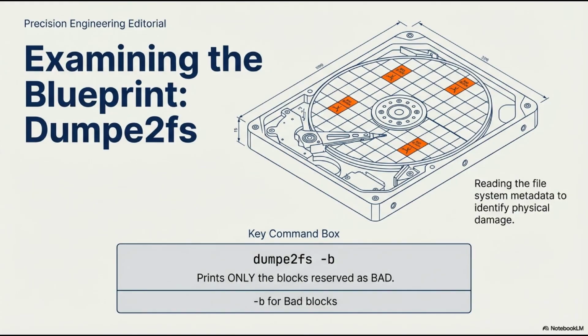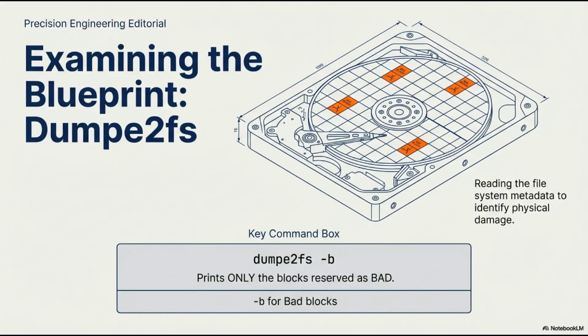The slide shows a huge wall of text output, but then it zooms in on a very specific flag in the key command box. dumpe2fs -b. This is really important for troubleshooting hardware issues. The -b flag filters all that noise and asks just one question. Are there any blocks marked as bad?